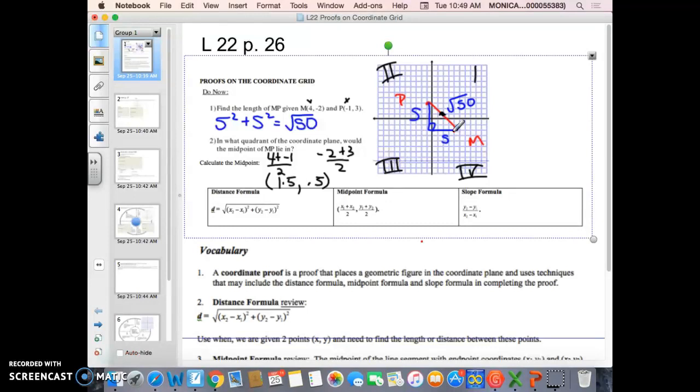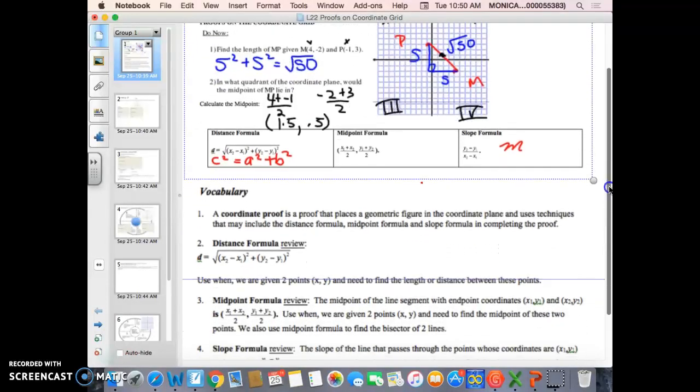Distance formula, and then the other one we learned is that you can use the Pythagorean theorem, which would be c squared equals a squared plus b squared, or you can type it into the calculator. Midpoint formula, x plus x divided by 2, y plus y divided by 2. And then please remember the slope formula, and the symbol for slope is m, and it's y2 minus y1 divided by x2 minus x1. You might want to write this down in your notes.